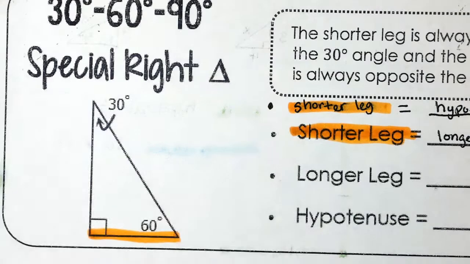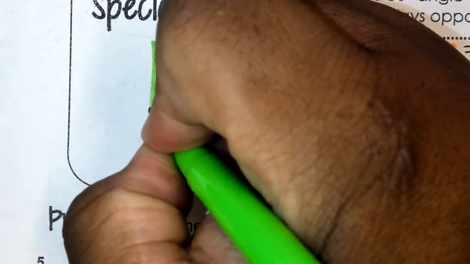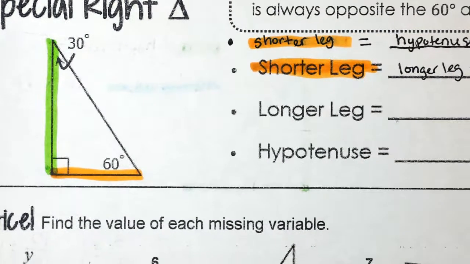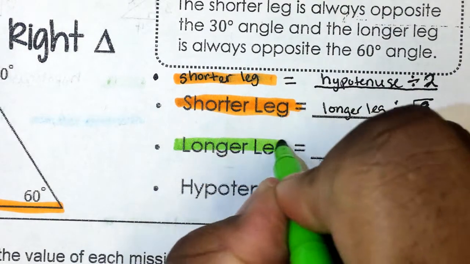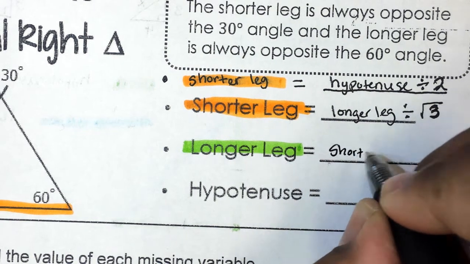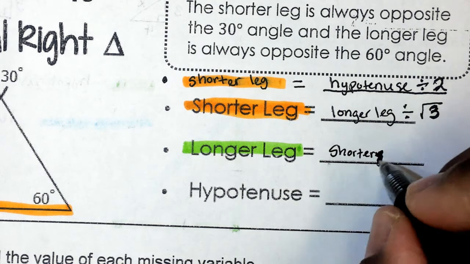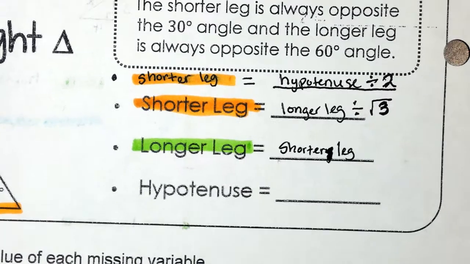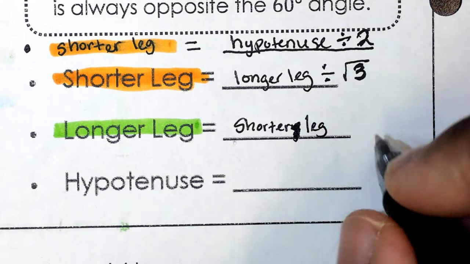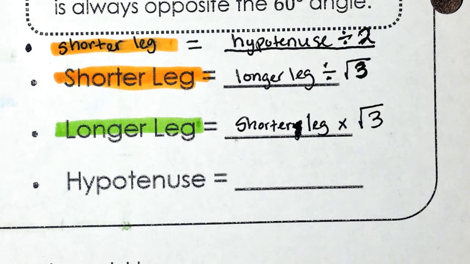And then say I want to find the longer leg. I'm going to highlight that in green. Say I wanted to find my longer leg over here. My longer leg is equal to the shorter leg. Oh, I said shorter. I added a Y on there. I do not know why. Shorter leg. Let me zoom in a little bit. Shorter leg times square root of 3. So whatever my shorter leg is, I'm going to multiply it by square root of 3, and that's going to give me what the longer leg is.